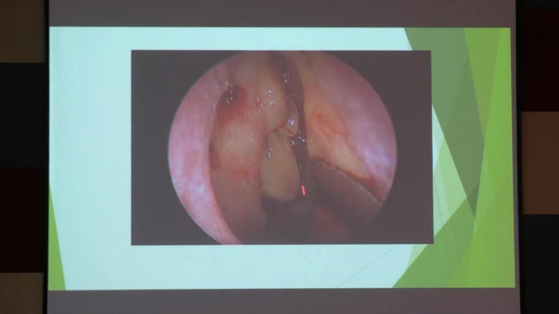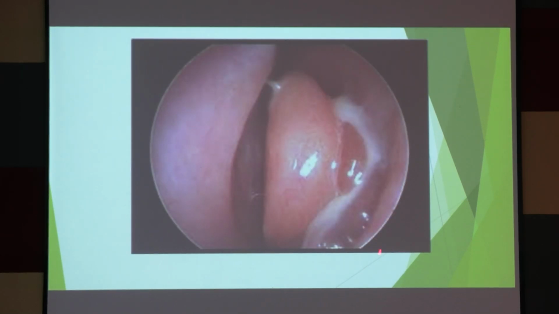This is polyp. This is your uncinate process, this is your polyp. This is your middle turbinate. This is the middle meatus area. You are having this secretion and all.